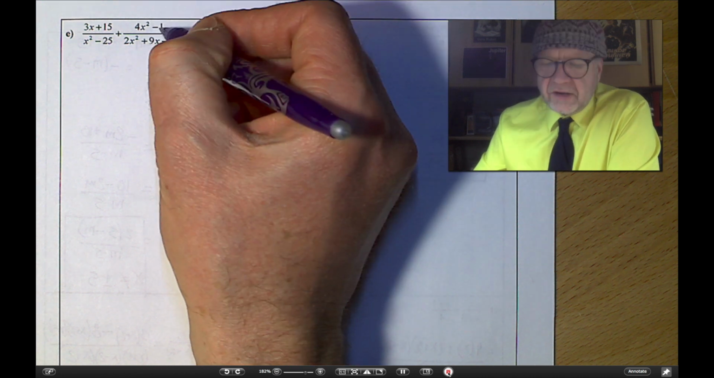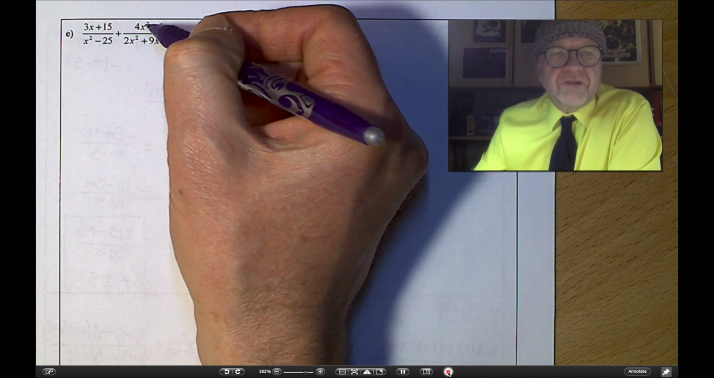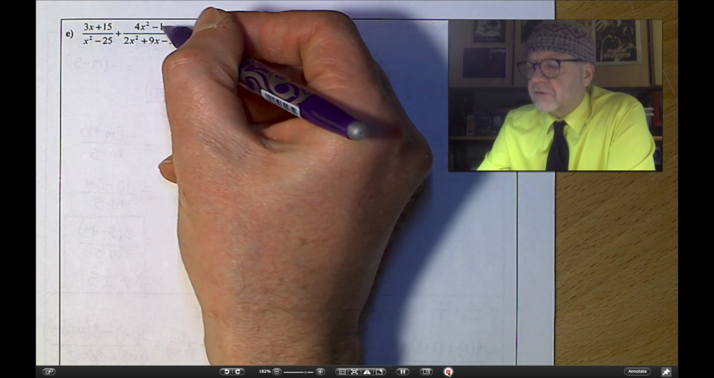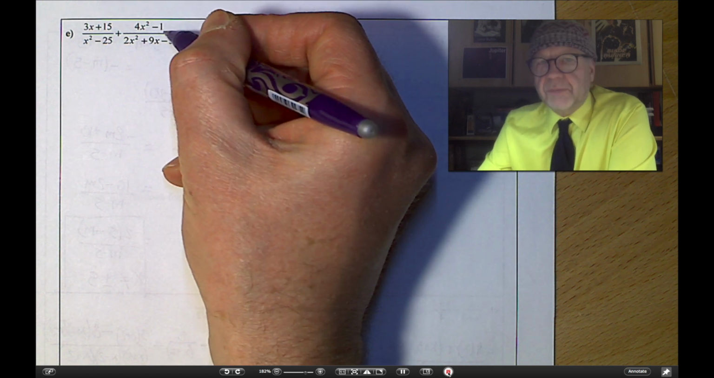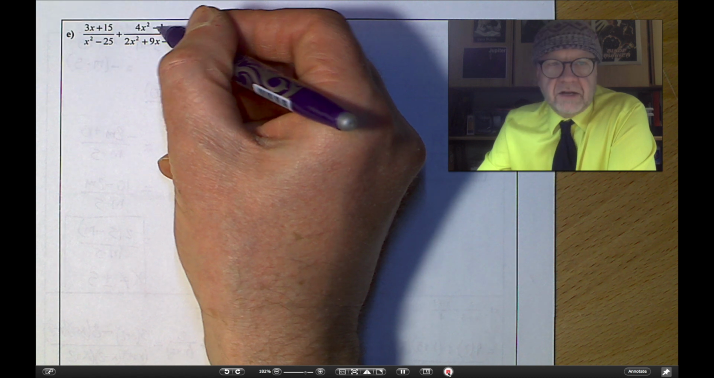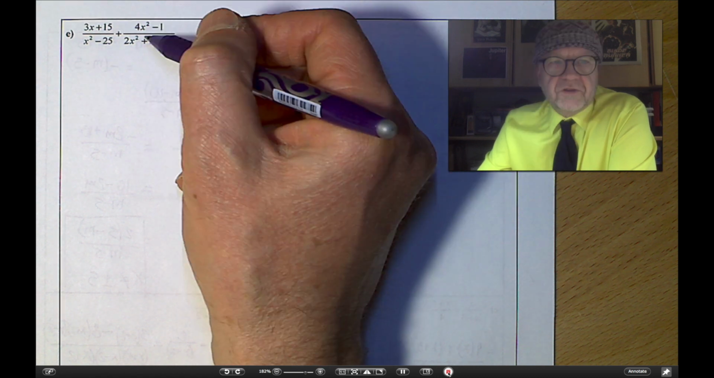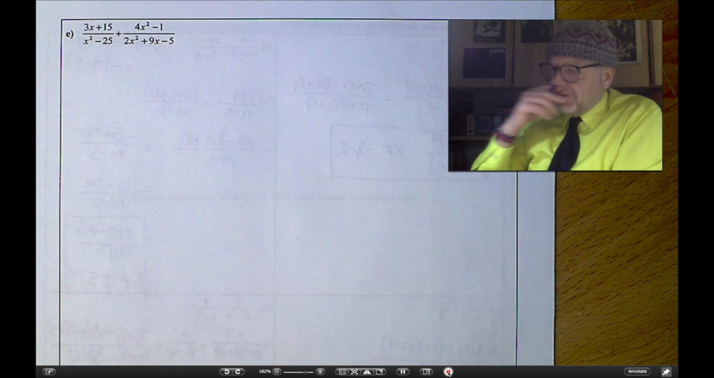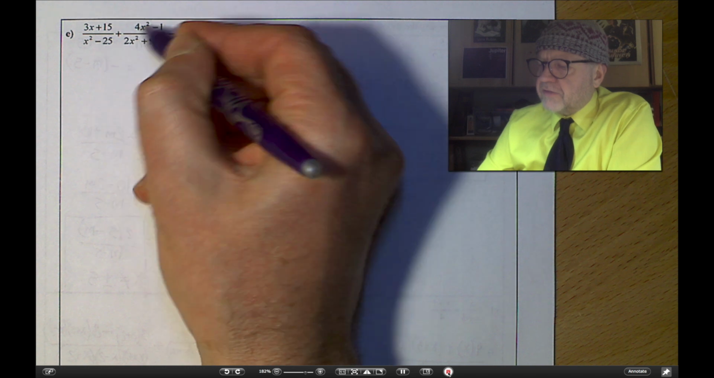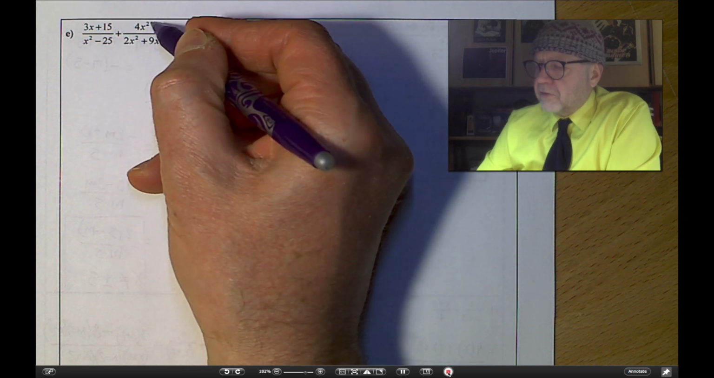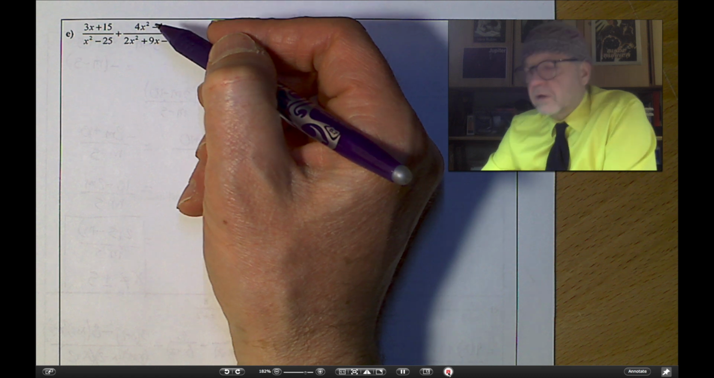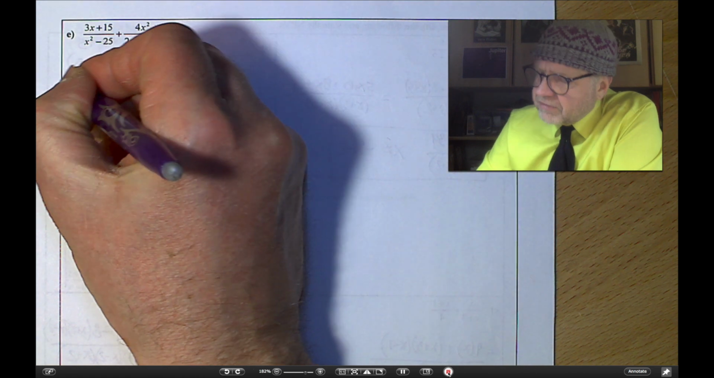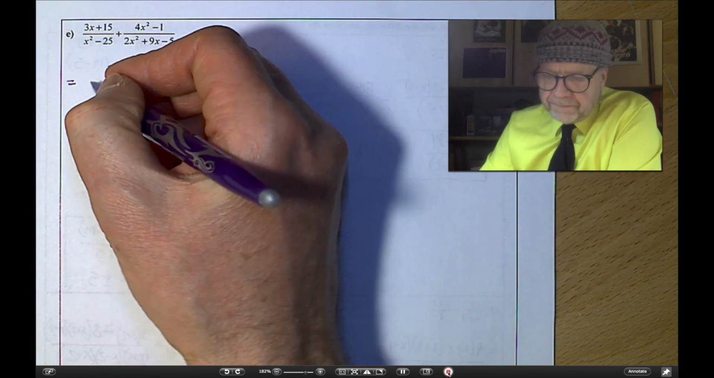4x squared minus 1. Hey, that's kind of cool. That's also a difference of squares. How can you tell it's a difference of squares? Every single term in the expression has to be a perfect square, and there has to be a minus operator. So 4 is a perfect square of 2, x squared is a perfect square of x, and 1 is a perfect square of 1. So both the numerator and the denominator here are perfect squares. And that sort of begs you. It says, please, do me first. Do me first. All right?